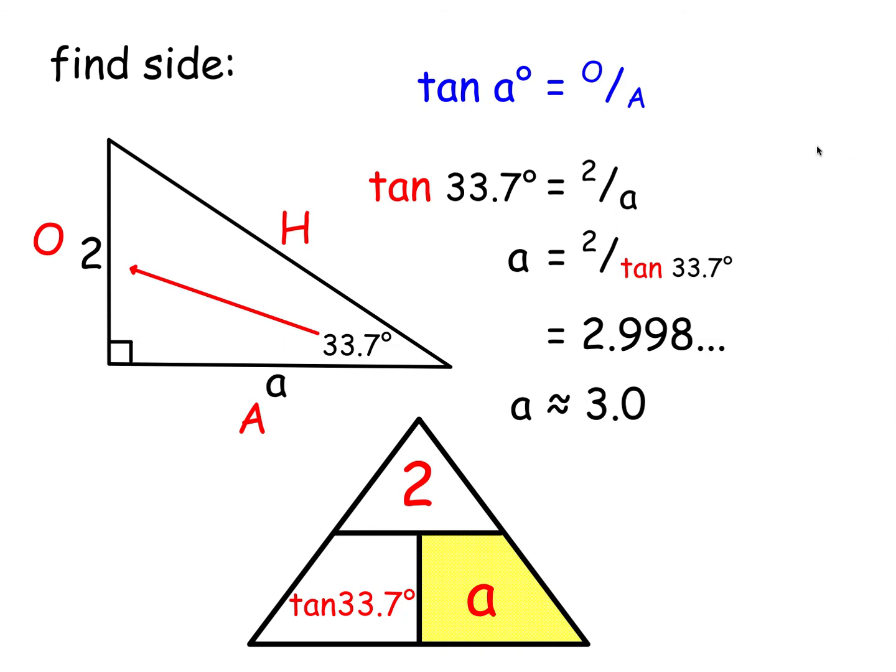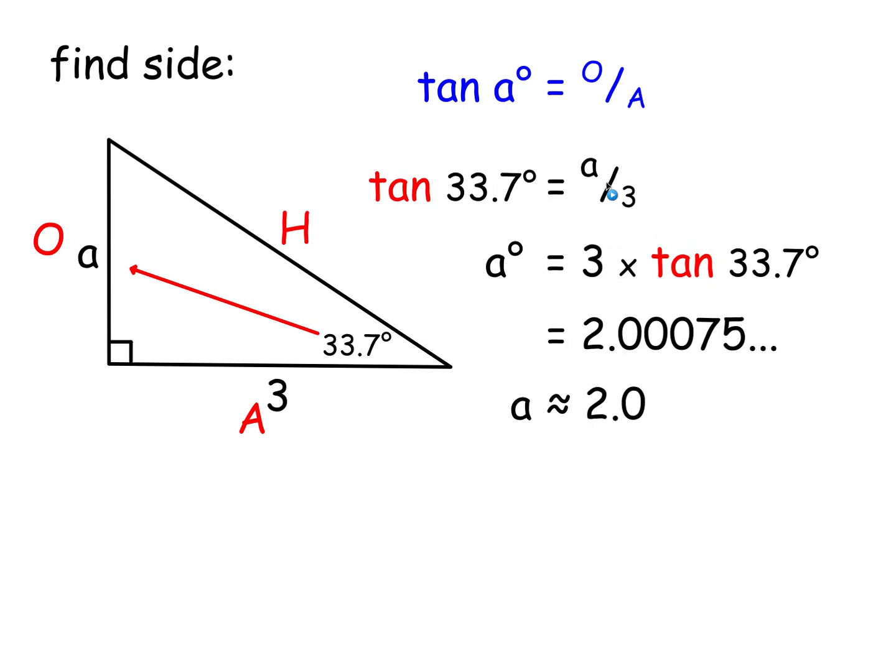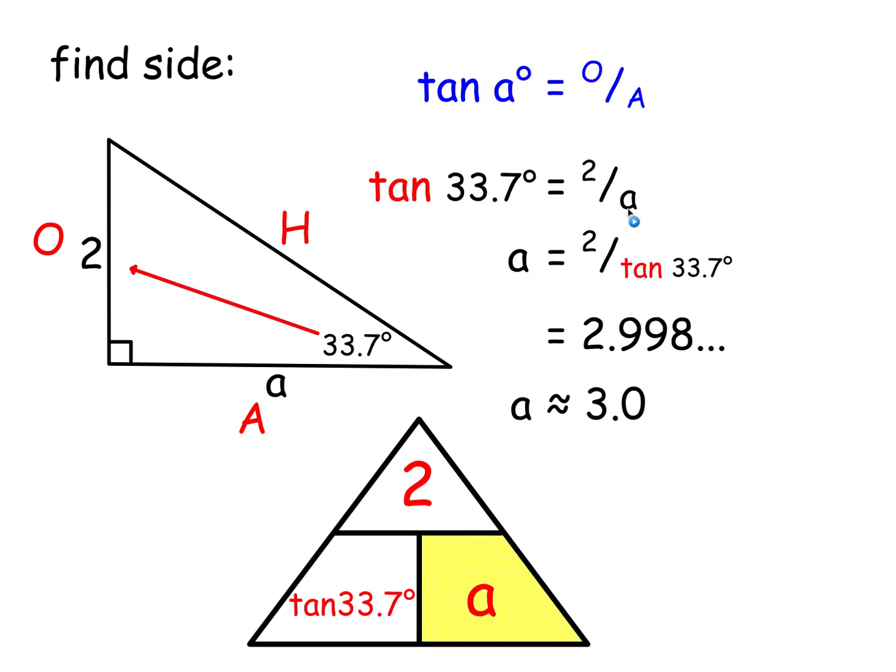So that's 3 kinds of example. The 3 cases are: find the angle, inverse tan the ratio. Find a side with the letters on the top, take that number up to multiply the other side. And here with the letters on the bottom, swap them over. So, 3 kinds of example.